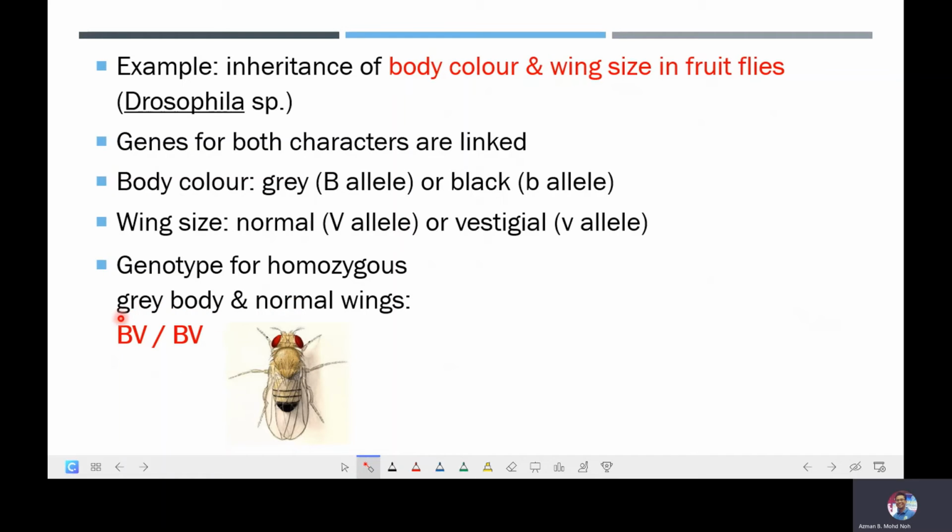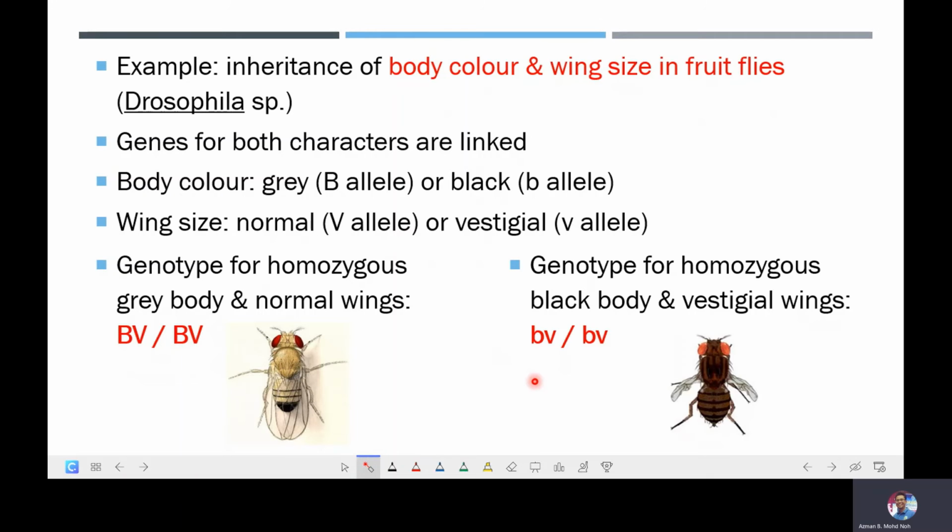If you notice, we write the genotype differently from a normal Mendelian dihybrid. In this case, involving linked genes, we write the capital B allele together with the capital V allele. And so, the genotype will be capital B, capital V / capital B, capital V. Meanwhile, the genotype for the homozygous Drosophila having black body and vestigial wings will be written this way: small b, small v / small b, small v.